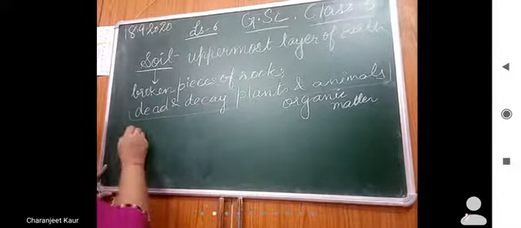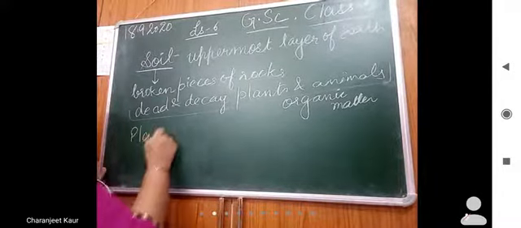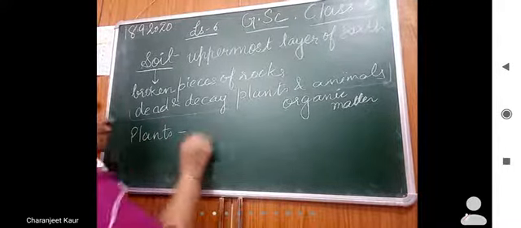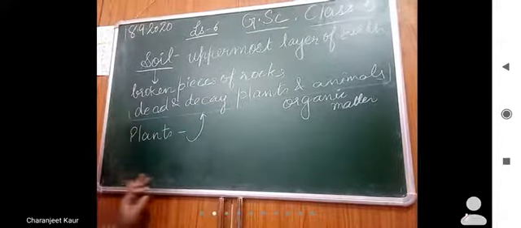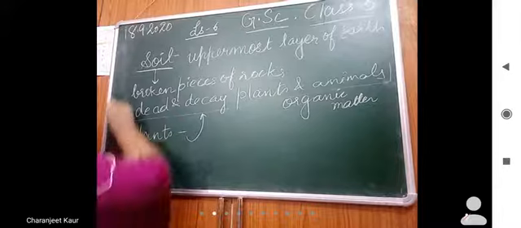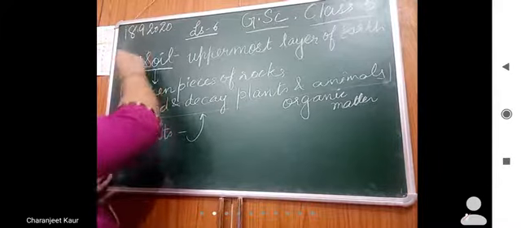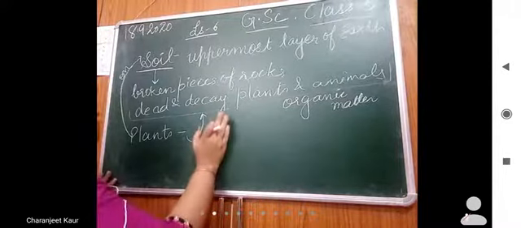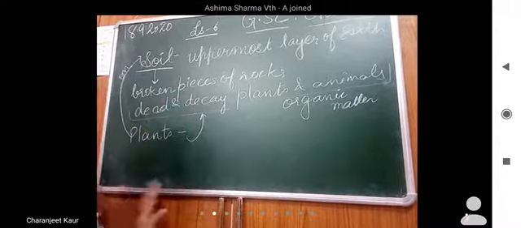Now plants, you all know, they get water and minerals from the soil. So वो minerals कहाँ से आए soil के पास? From this. Clear? All the plants, they grow on soil. They grow in soil. They get minerals from soil, right?